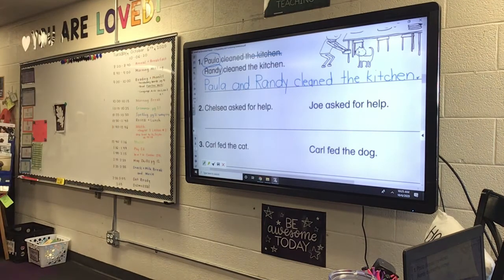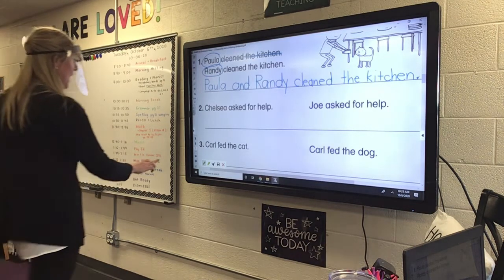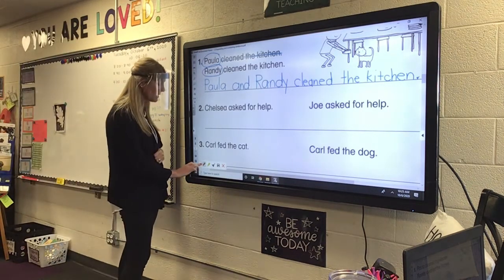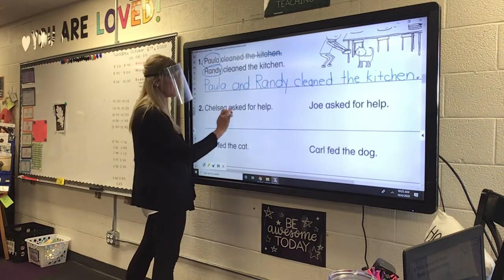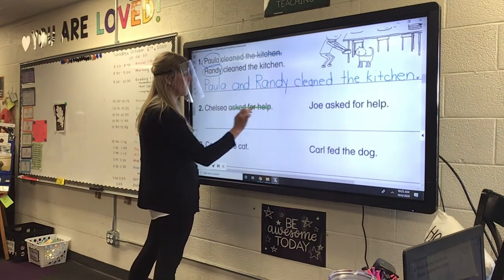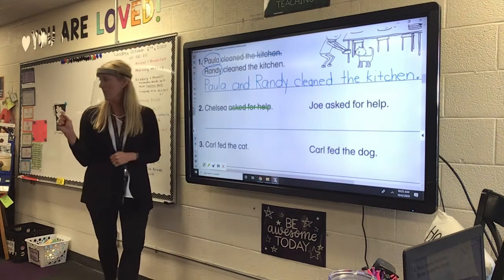Okay, number 2, Mrs. Murphy will read it and you think, what is being repeated twice? It says, Chelsea asked for help, Joe asked for help. What is being repeated twice? Brooklyn? Ask for help. Yep, ask for help is being repeated twice. So what we're going to do is cross off one of them because we don't need to say it twice. And then we're going to start with our subjects.